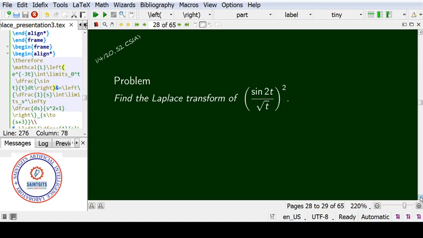Now we think about a more higher problem. Find the Laplace transform of square of sine 2t by root t. First of all, we calculate the square. So numerator square by denominator square: sine square 2t by root t square, or t. Sine square 2t by t.